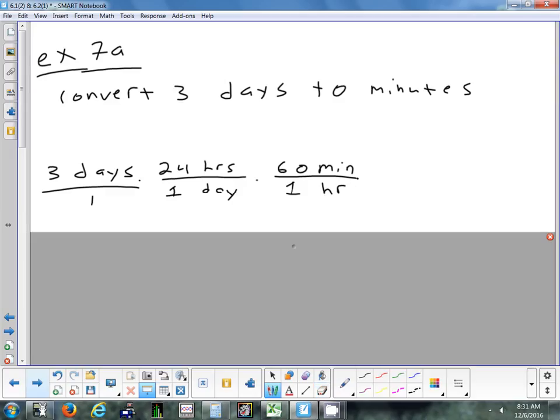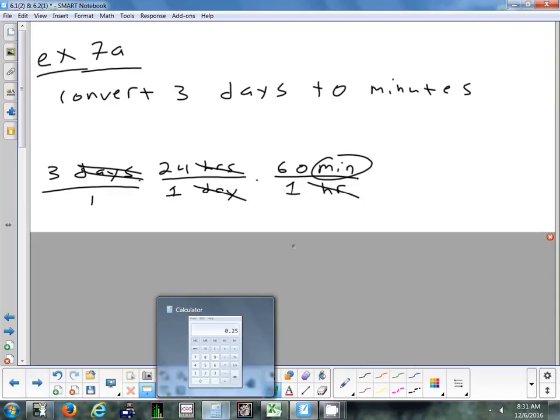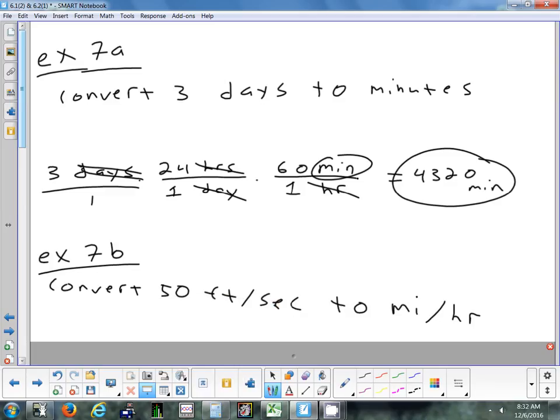All right. So we have days, it's going to cancel. Hours is going to cancel. And what's the only unit left? Minutes. All right, so now just multiply everything across the top. 4,320. Thank you. And if you had a denominator, you just multiply everything that's in the denominator and divide by it. So any questions on how we converted days to minutes?